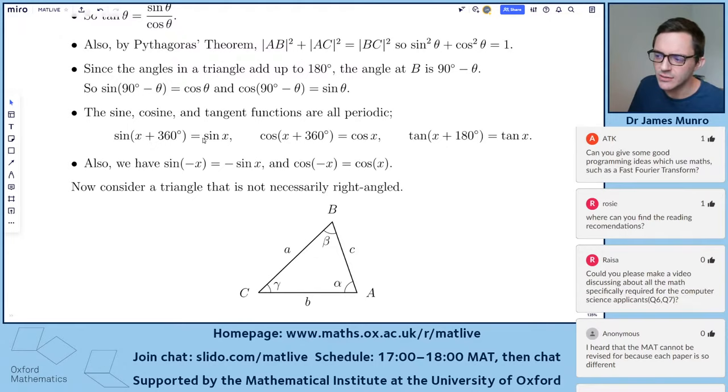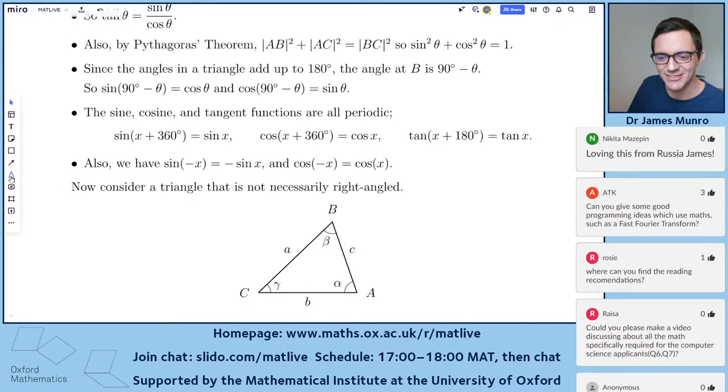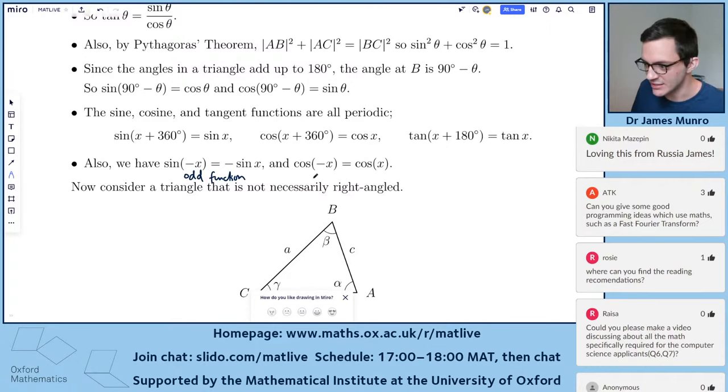Sine and cosine themselves have this kind of translational symmetry, and tan has a symmetry as well, a kind of translation symmetry. Sine is also an example of an odd function. An odd function is one where when you put minus x into the function, you get minus the value at x. So its values for negative numbers are the opposite of its values for positive inputs. Cosine is an example of an even function. If you put a negative number in, you get the same thing as if you put the equivalent positive number in. Right, okay, good. Miro is brilliant, thank you.